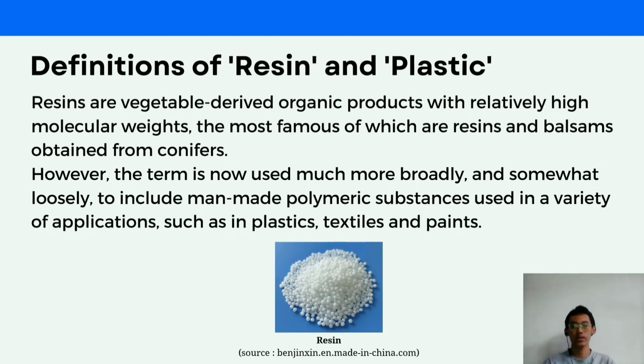Definitions of resins and plastics. Resins are vegetable-derived organic products with relatively high molecular weights, the most famous of which are resins and balsams, obtained from conifers. However, the term is now used much more broadly and somewhat loosely to include man-made polymeric substances used in a variety of applications, such as in plastics, textiles, and paints.